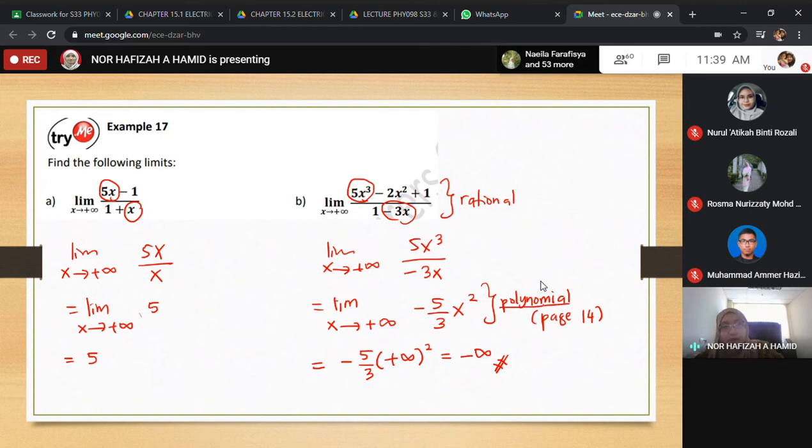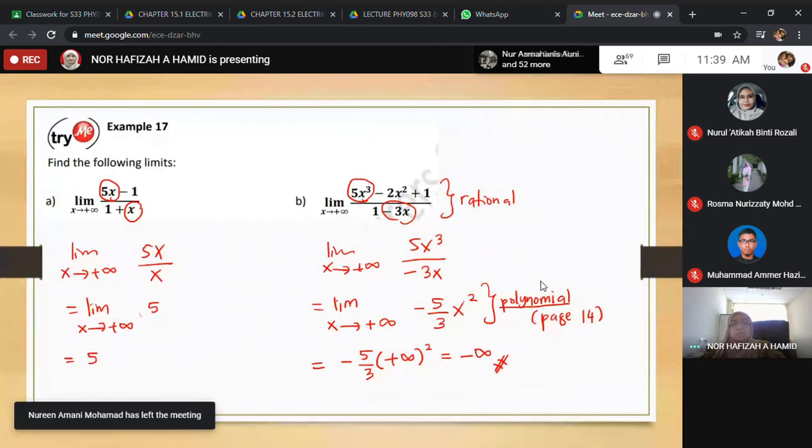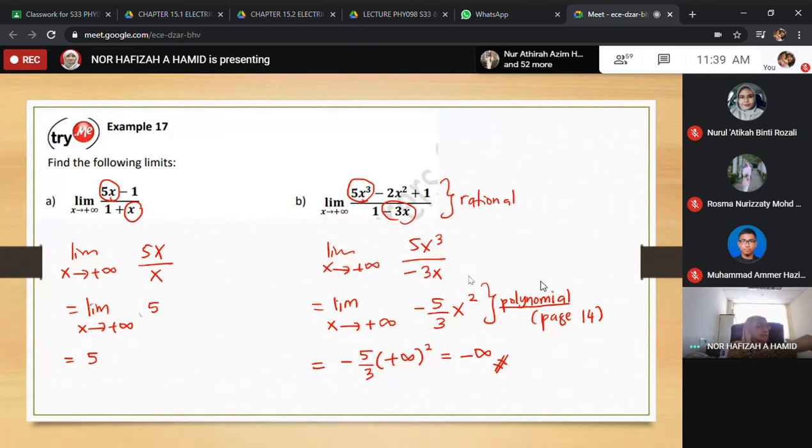Dia different compared to example 16. Example 16 tadi, yang atas dia is a rational function. So after you simplify, you still dapat rational. So dapat 0. Okay, so ini for limit at infinity. Okay, so kita dah habis limit at infinity.